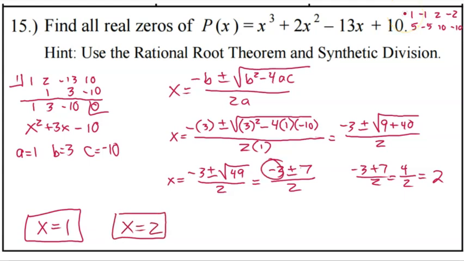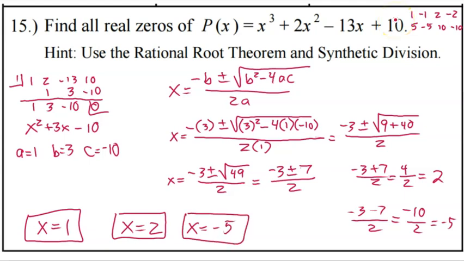And now we're going to do negative 3 minus 7 over 2. Negative 3 minus 7 is negative 10. Divided by 2 is negative 5. And so our third root is negative 5. And look, it's in the list, negative 5. So x is equal to negative 5.